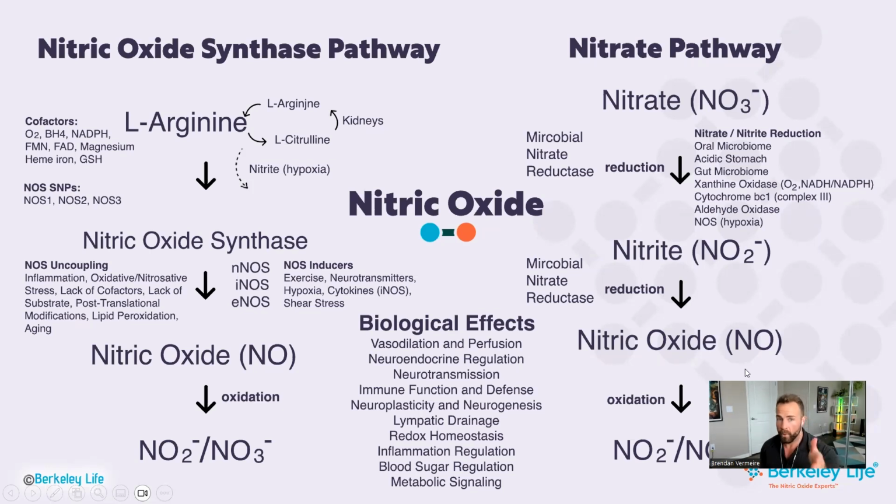So now, of course, whether we're making nitric oxide through the NOS pathway or the nitrate pathway, nitric oxide only has a half-life of about 3 milliseconds in the blood. So it's very quickly going to become oxidized back into nitrite or nitrate. You can very much think of nitrate and nitrite as the storage form of nitric oxide, and we will reduce the nitrate and nitrite as needed in a tissue-specific manner, right?